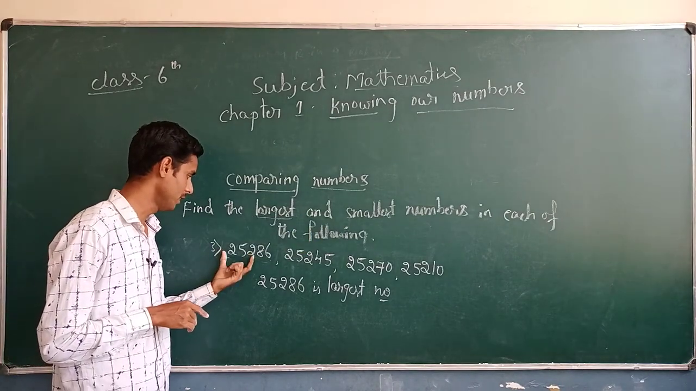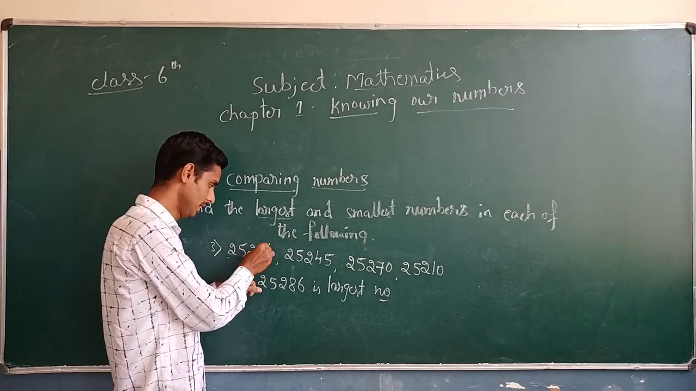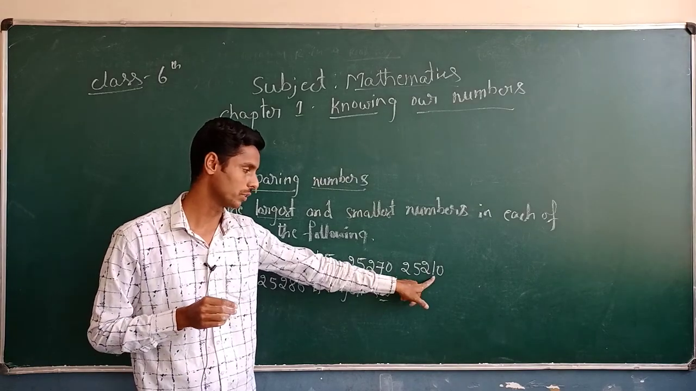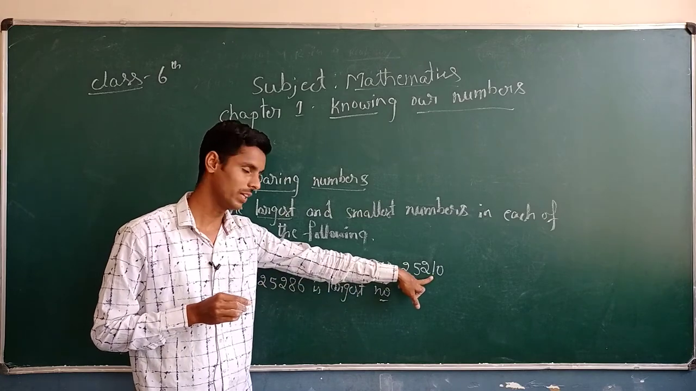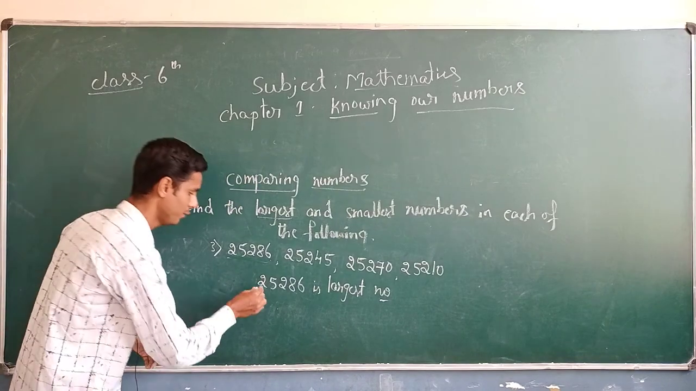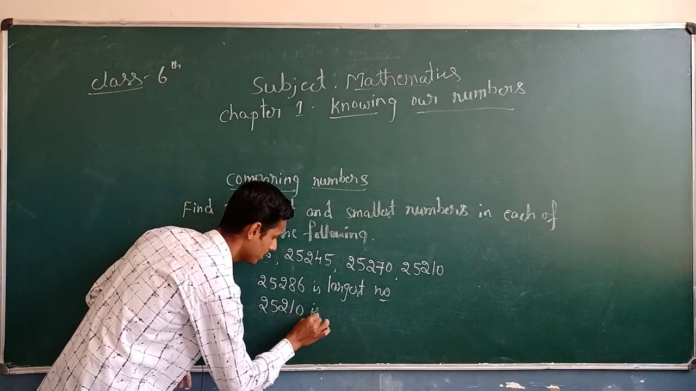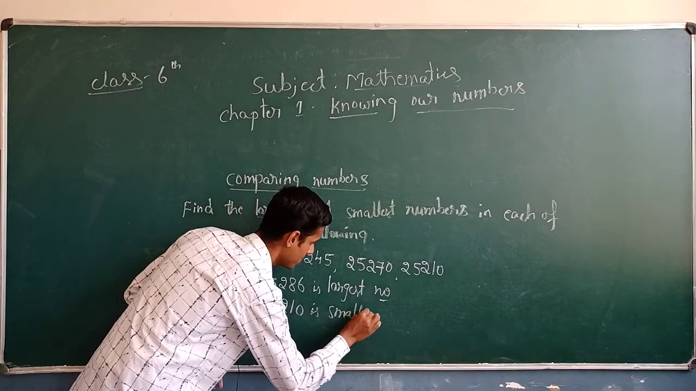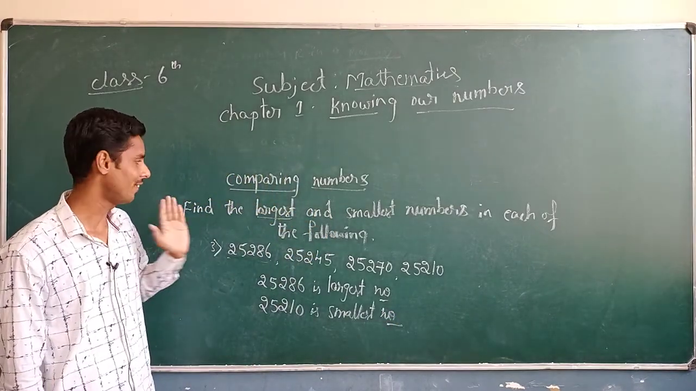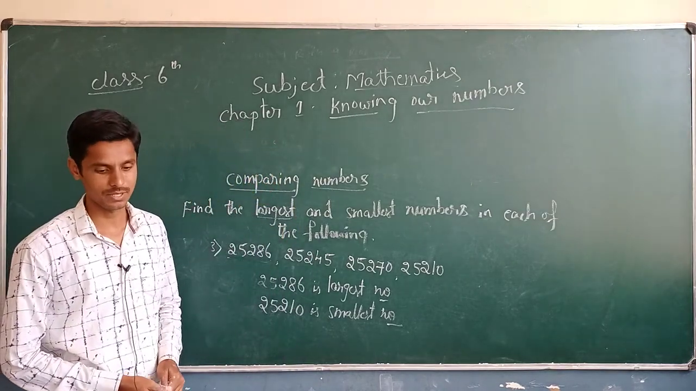Next we will find the smallest number. Already we have compared the 3 digits here and we are comparing the tens place: 8, 4, 7, 1. Which is the least one? So therefore this number will become the smallest number. 25,210 is the smallest number. So in this way we can find the largest as well as the smallest numbers.